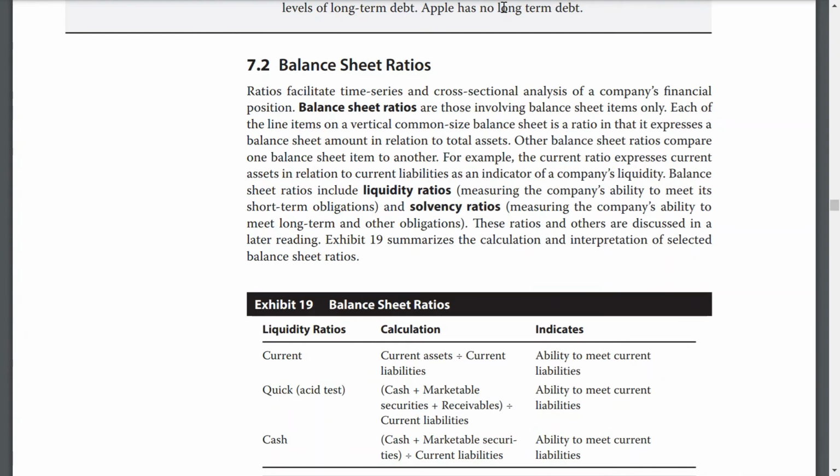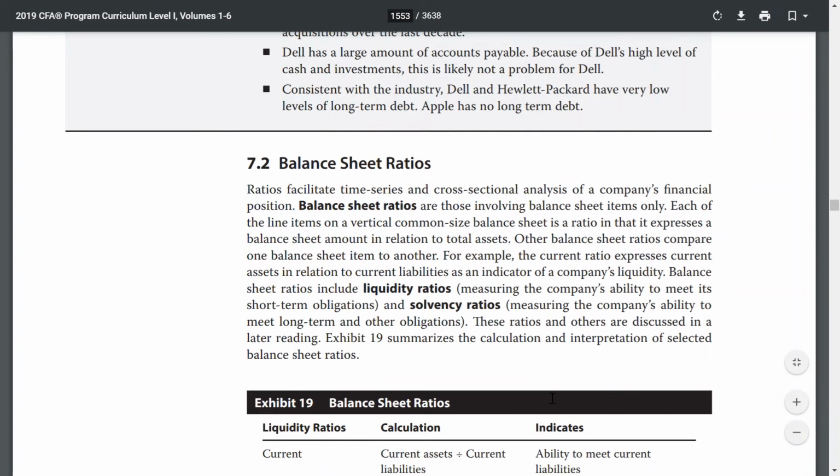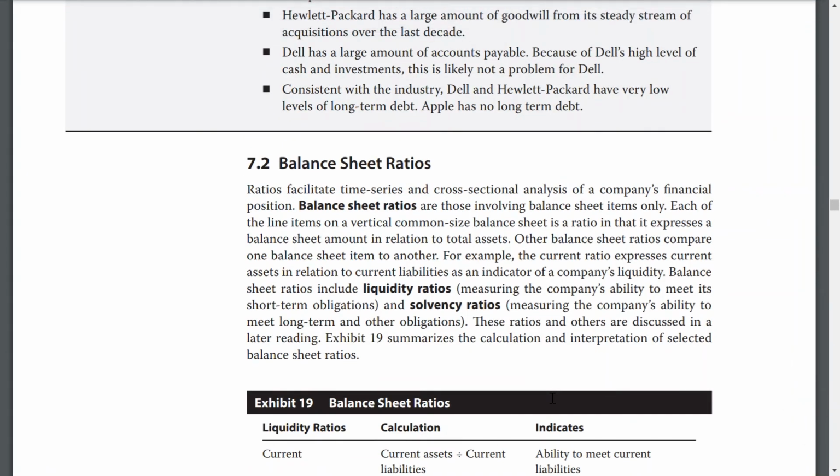Balance sheet ratio. A ratio facilitates time series and cross-sectional analysis of a company's financial positions. Balance sheet ratios are those involving balance sheet items only. Each of the line items on a common size balance sheet is a ratio that expresses a balance sheet amount in relation to total assets. Other balance sheet ratios compare one balance sheet item to another. For example, the current ratio expresses current assets in relation to current liabilities as an indicator of a company's liquidity.